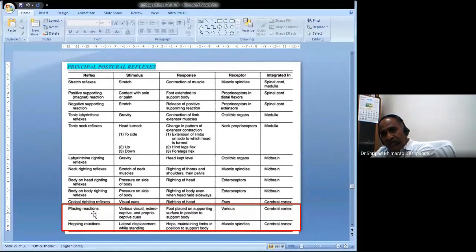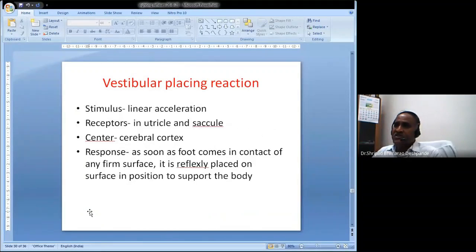Now we have another series of responses which are operated at a higher level. When I started, I said that we have 3 or 4 levels of integration. One level of integration in the spinal cord, another level of integration in the medulla, third level of integration in the midbrain, and the fourth level of integration in the cerebral cortex. And we have 2 responses in the cerebral cortex. These are called placing reactions and hopping reactions.